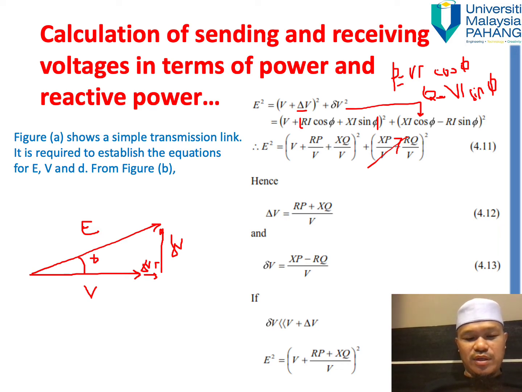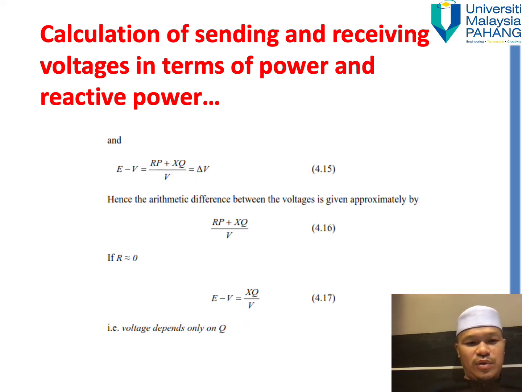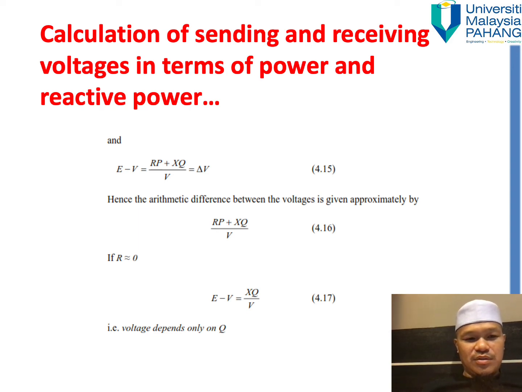So this is what you get in terms of this equation. And when we rearrange this, you get E minus V is delta V. This is just a simple notation, so (RP plus XQ) divided by V gives delta V. Hence the arithmetic difference between the voltages is given approximately by (RP plus XQ) divided by V.